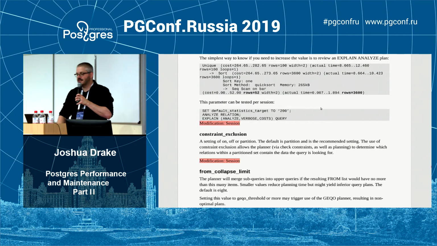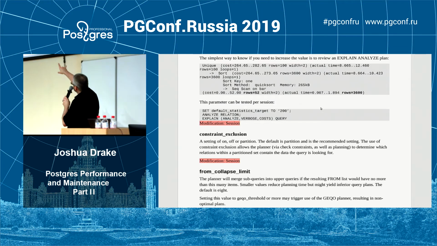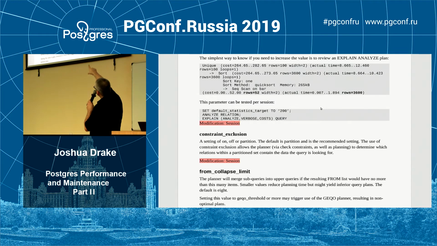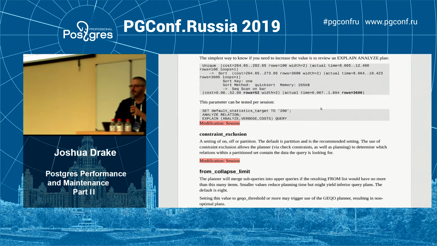The parameter can be tested per session. For example, set default statistics target to 200, analyze the relation, explain analyze, and then you'll see the row estimates line up.